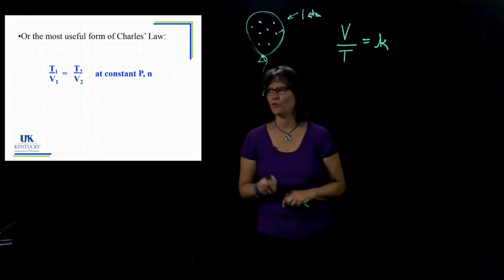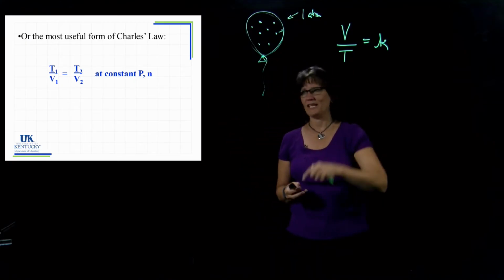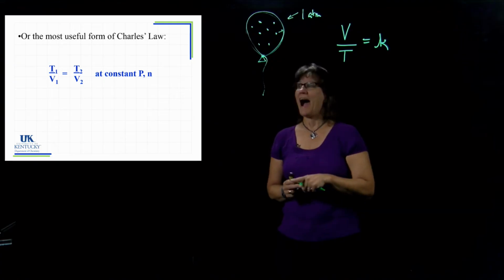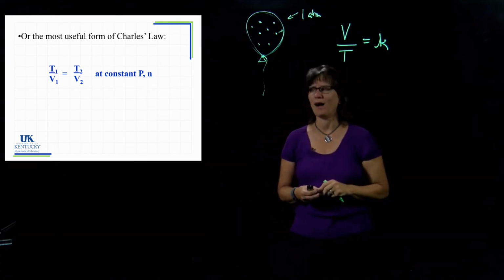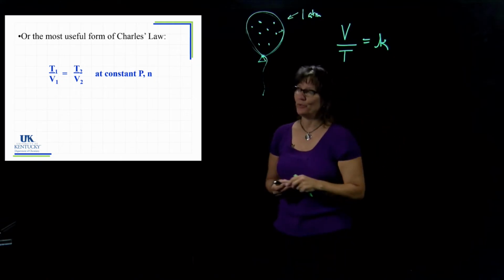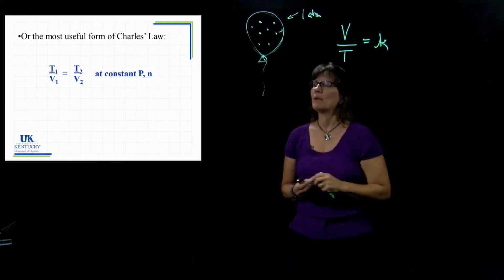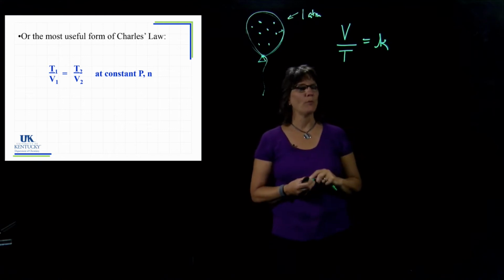This would be the useful form of it, or V's over T's. It doesn't matter. And I more typically, when I write it, always put my V's on top and my T's on bottom. I'm not sure why, but it's equally true with the T's on top and the V's on bottom. But that is a direct proportion.